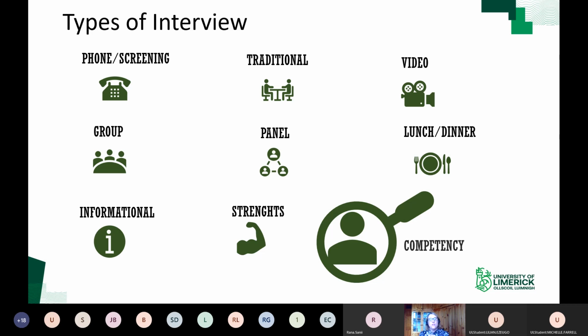Sounds good. Okay, so just the overview on types of interviews. So you can see the list of them here: phone interview, traditional format, video, group interview, panel interviews, lunch and dinner. Is that an interview? I would say absolutely yes, it is, and we'll have a chat about that in a second. Informational interviews, strengths-based interviews, and competency-based interviews. So as I said, really we're predominantly going to be focusing on the competency interview question structure today, but it's no harm to give you a sense and an overview of other options.